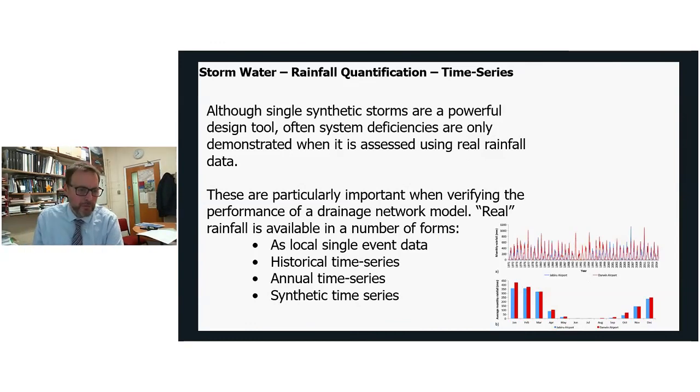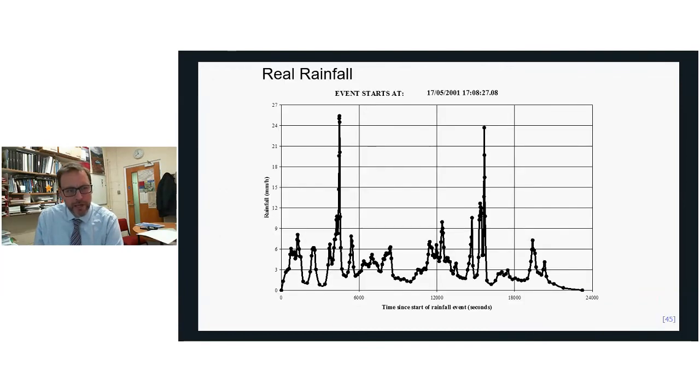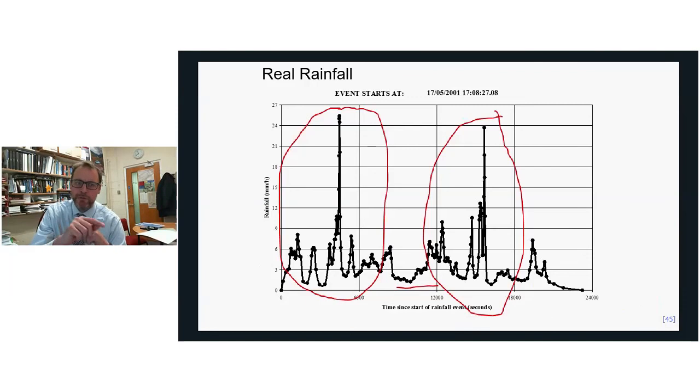So real failure events are really important, and we can look at local single event data, historical time series, annual time series, and the synthetic time series. So this is the kind of scenario I was just talking about, where you could have this part of the rainfall event which doesn't really cause any flooding, but it uses up quite a lot of storage within the network. Things ease off here and then build up again, and it could be that second peak, even though it's lower than the first one, causes so much more disruption, or so much more flooding, or so much more CSO spills. And you only find those kind of scenarios typically when you're looking at real rainfall events.